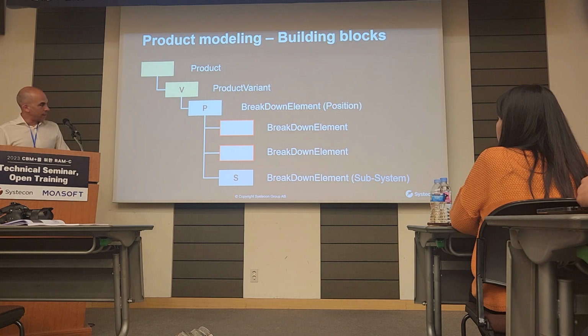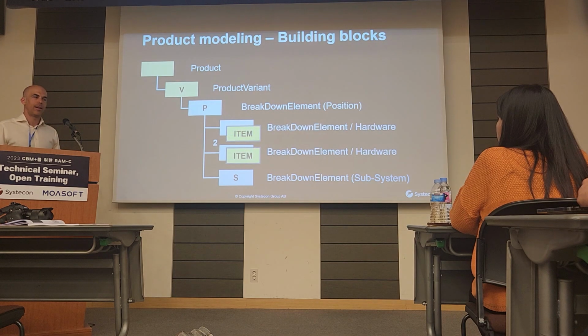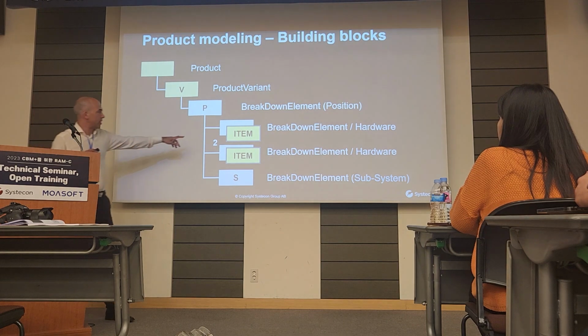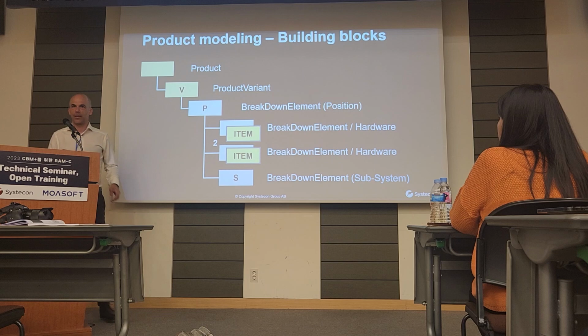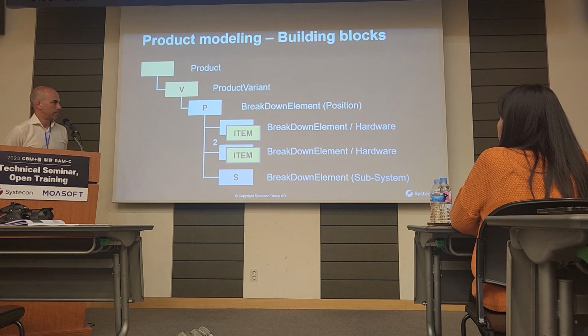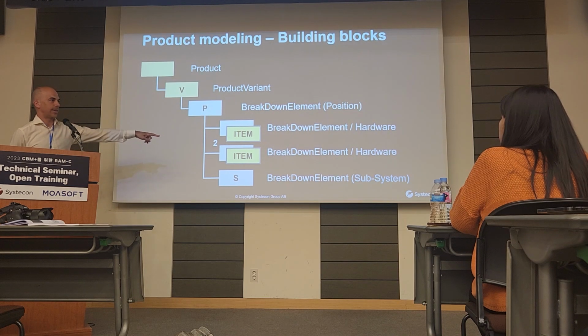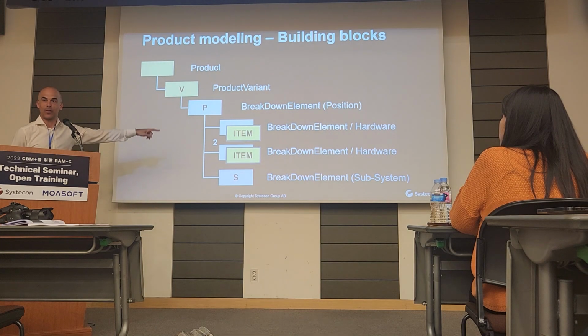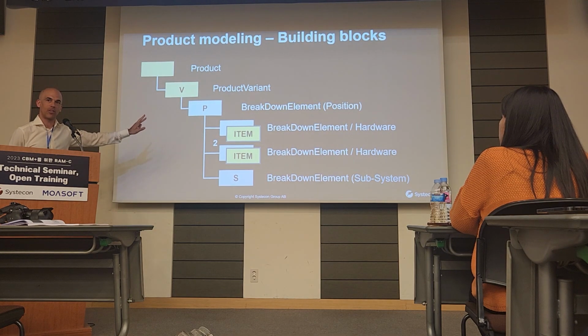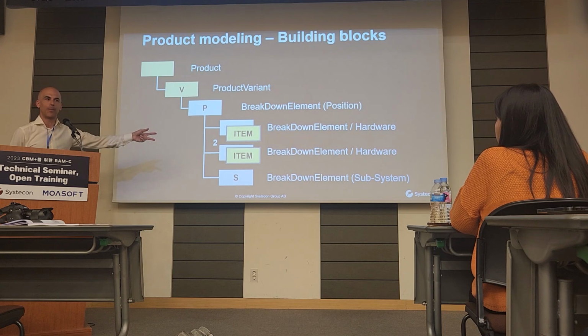But breakdown elements that are of type hardware, they need to be implemented by hardware items. So here you can say that you have a position, a breakdown element, which is implemented by a hardware item. So for example, if we take the analogy of a car, you can say that the breakdown element is front wheel right, front wheel left, but it's the same tire that is sitting on the same. So you make a distinction of the positions, but the hardware implementing the positions is the same item.